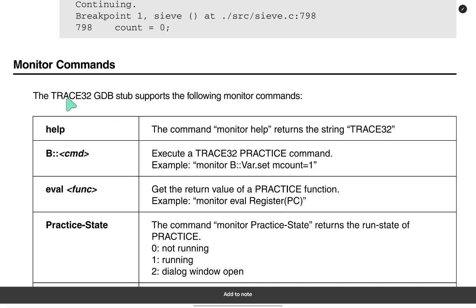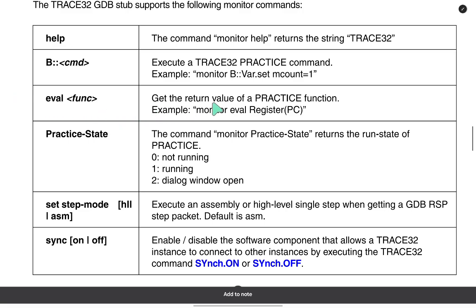Monitor commands. The TRACE32 GDB stub supports the following monitor commands. Help: the command monitor help returns the string of the TRACE32 commands. B ::cmd: execute the TRACE32 PRACTICE command. Example: monitor B Var.Set mcount1. The eval function gets the return value of a PRACTICE function. Example: monitor eval Register(PC). Practice state.